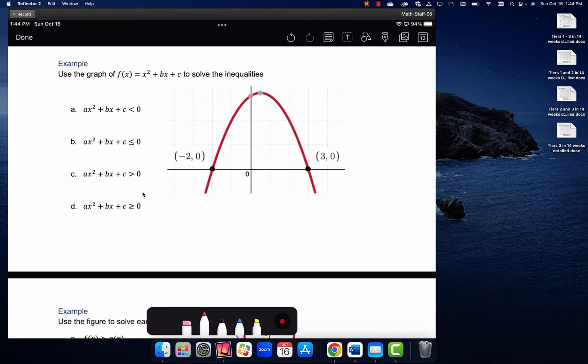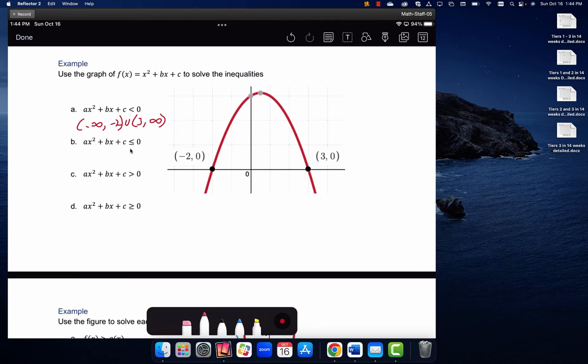In this example, again, just a different graph. There's no work. All we have to do is read the graph. Where is the quadratic less than 0? In other words, where is the graph below the x-axis? This tail is below the x-axis, and this tail is below the x-axis. So on the left, we have negative infinity up to negative 2, union, the right tail is 3 to infinity.